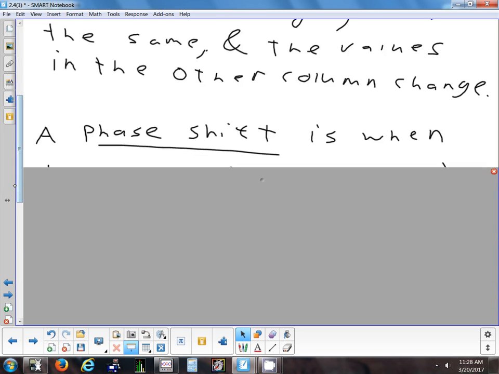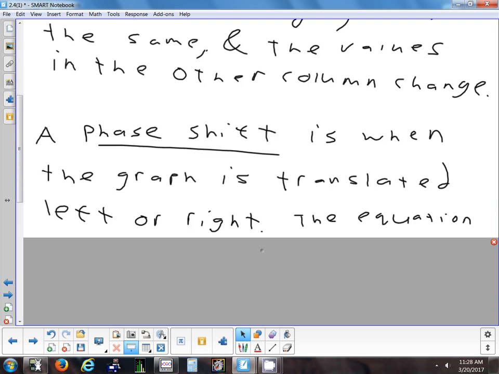Okay, a phase shift is what we call a rigid transformation, because all it does is take exactly what you have and slide it left or right. It doesn't do any kind of stretching to it. And in the program that I have, I can show you a phase shift very, very easily.